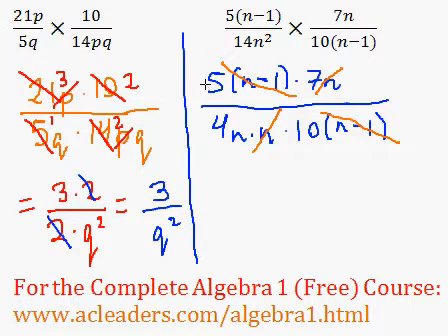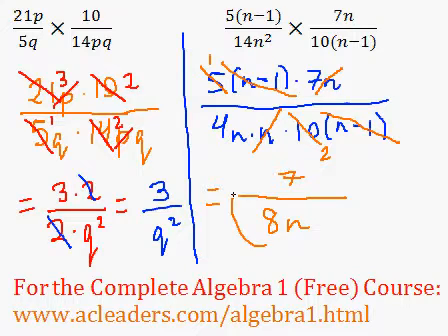5 and 10, I can divide both by 5. So 5 divided by 5 is 1. And 10 divided by 5 is just 2. And I guess that's all I can do. So we're left with just 1 times 7 in the numerator. And down below, we have 4 times n times 2. 4 times 2 is 8, so we get 8n. And that's it. We have 7 over 8n, and that's the final answer.